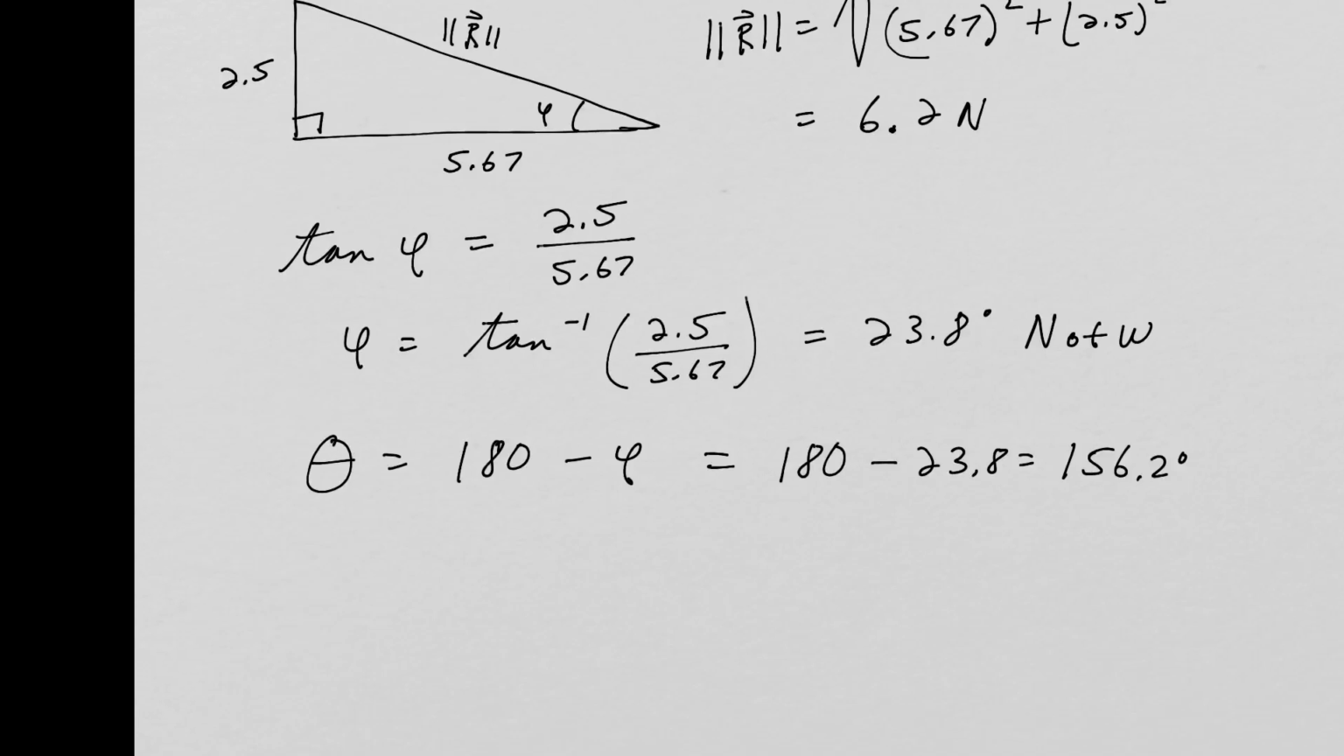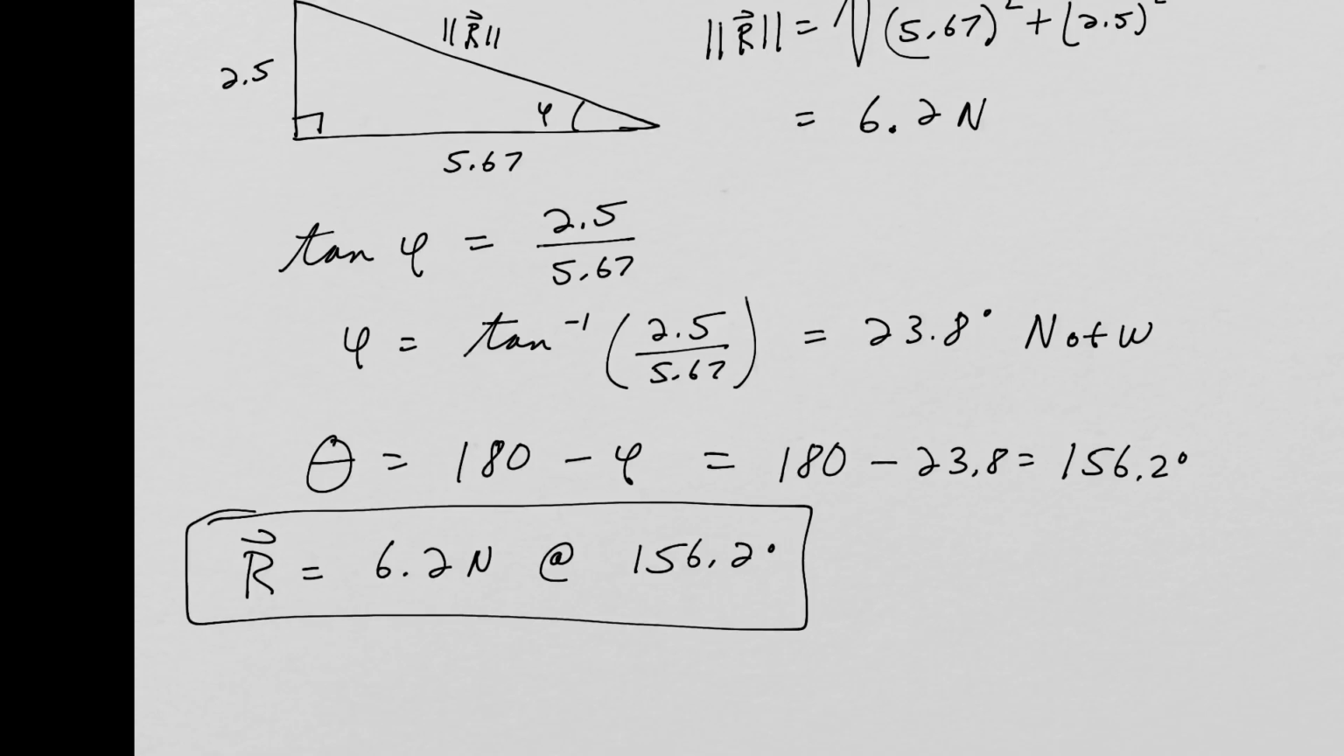Okay, so now I have my answer, right? My resultant vector is going to be 6.2 newtons at 156.2 degrees. Or 6.2 newtons at 23.8 degrees north of west. Right? In this case, I just used the angle as we normally measure it from the positive x counterclockwise. Great. Okay, let's do one more addition problem.